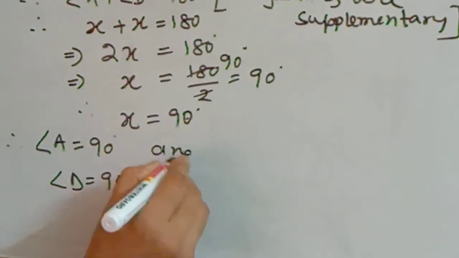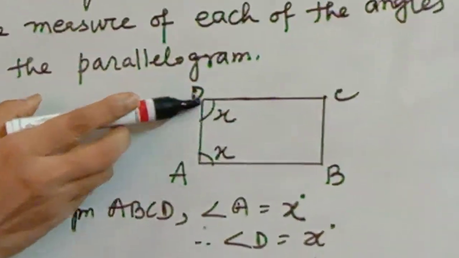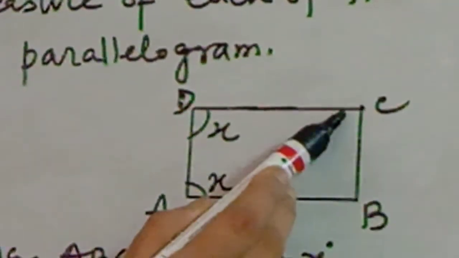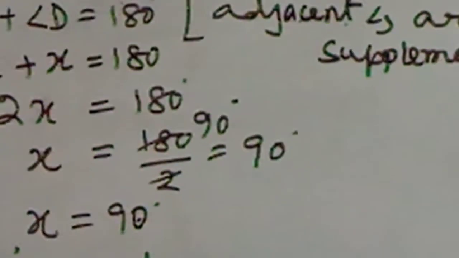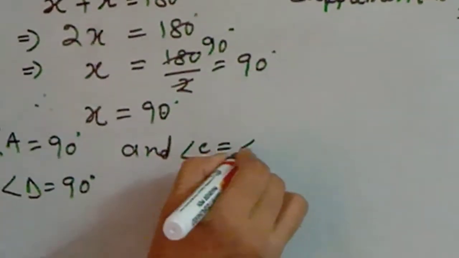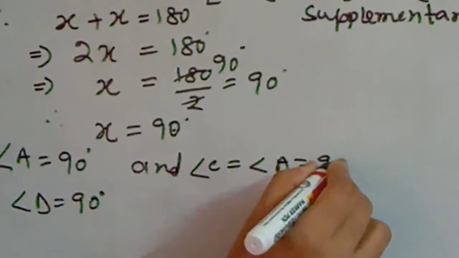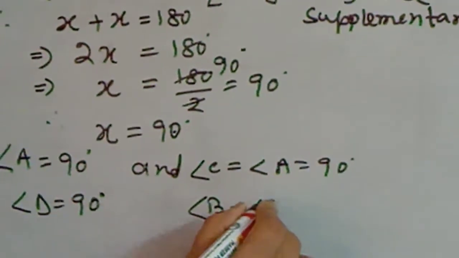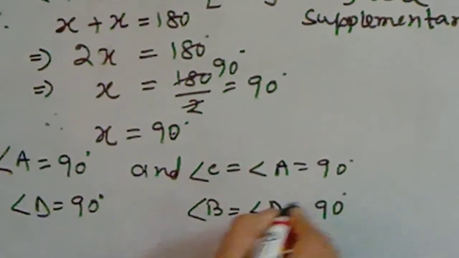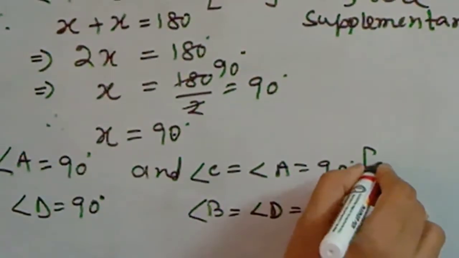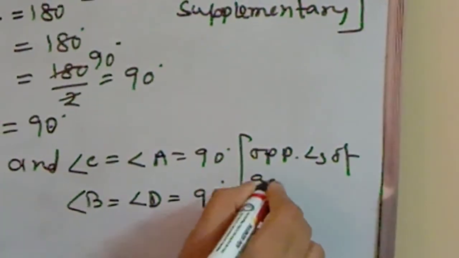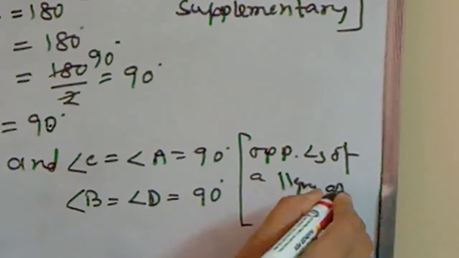And whatever the measurement of angle D will be the same as angle B, opposite angles of the parallelogram, and angle A is equal to angle C. Angle C equal to angle A equal to 90 degrees, and angle B is equal to angle D is equal to 90 degrees, as opposite angles of the parallelogram are equal.